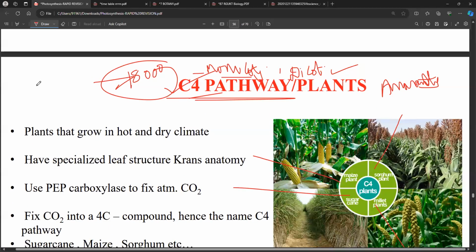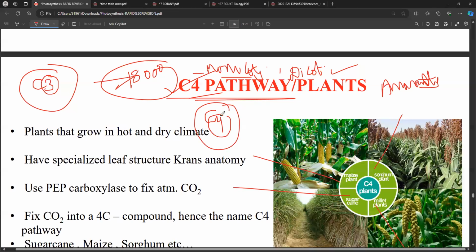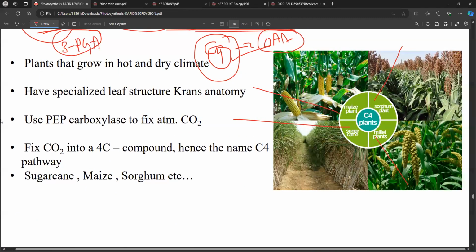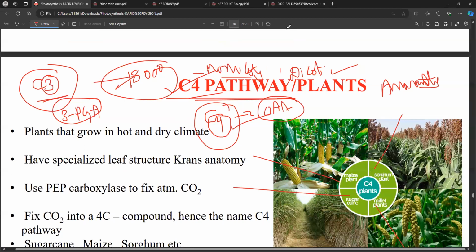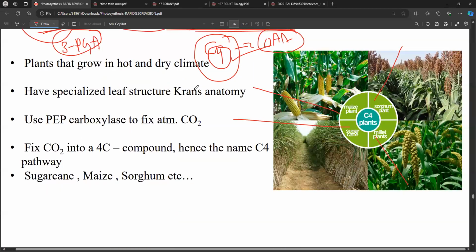Now, if you quickly recall, why did we use the word C3 pathway? Because the stable compound is 3 carbon. And why did we use the word C4 pathway? The stable compound is 4 carbon. If you quickly recall, what is the stable compound in the C3 plants? 3-PGA, because you have to remember them. And what will be the C4 stable compound? OAA, oxaloacetic acid. And every C4 plant has a specialized leaf structure that is called Kranz anatomy.